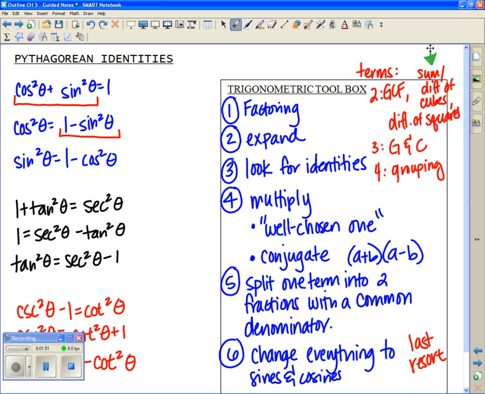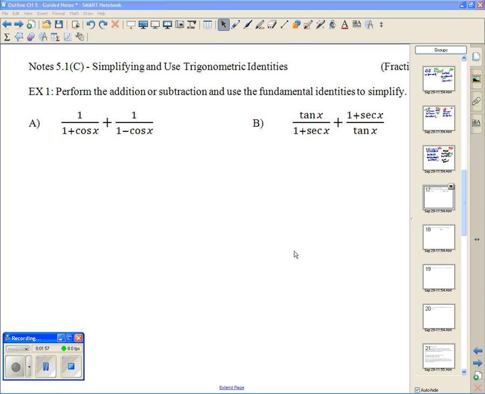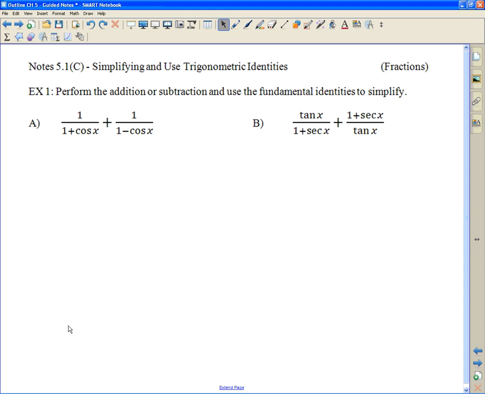And I'm going to move on to 5.1c. Here we are on 5.1c. The goal for today is to perform the addition or subtraction and use fundamental identities to simplify. If you look up in the upper right-hand corner, today we are going to focus on fractions, everybody's favorite.